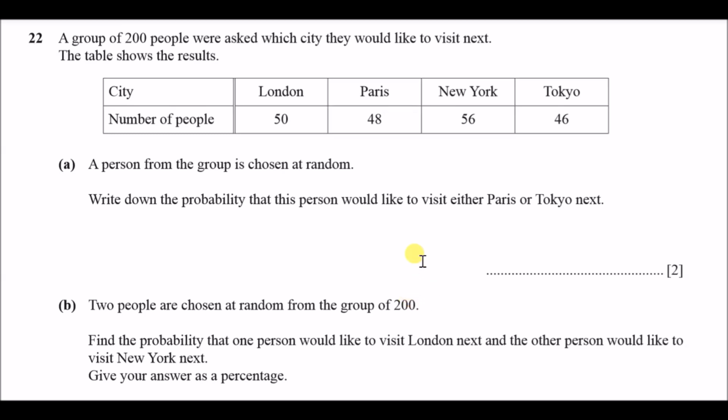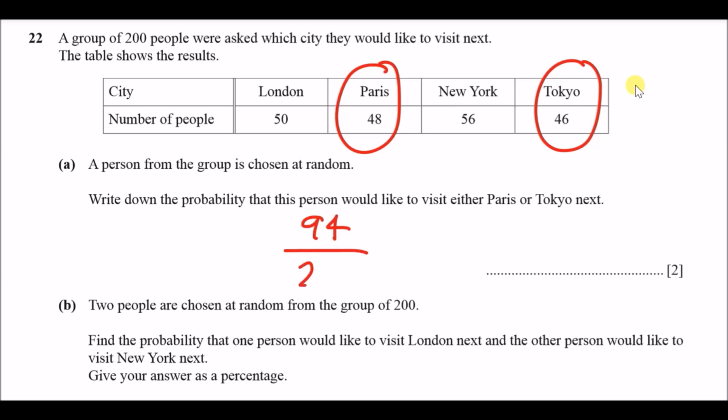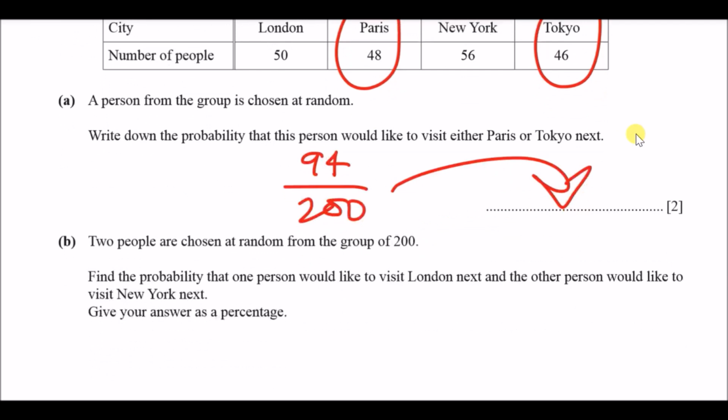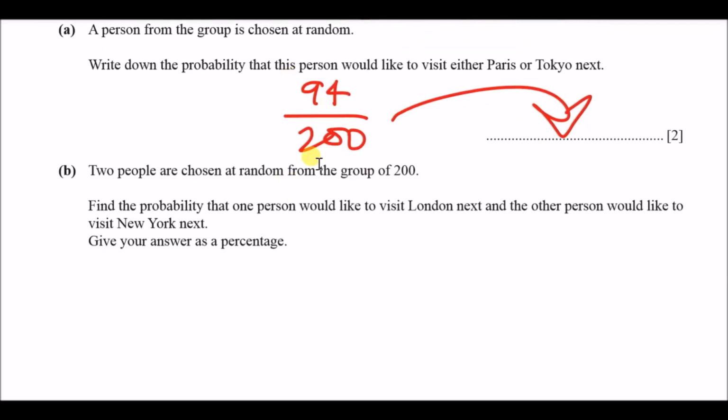So in this kind of question, we've got 48 people that want to go to Paris and 46 that want to go to Tokyo. Because you want to go to either one, we have a total number of people, which means 48 plus 46. We've got 94 people that would like to visit, and this is out of 200 people. And that's it, guys. This is literally the probability. So you've got a 94 out of 200 chance that out of all these people, they will be at Paris or Tokyo next. Okay. By the way, you don't have to simplify this. You could leave it like this and move on.